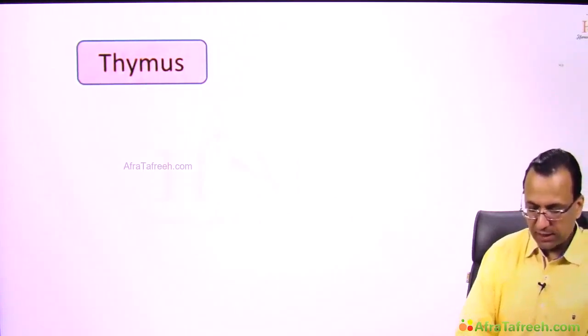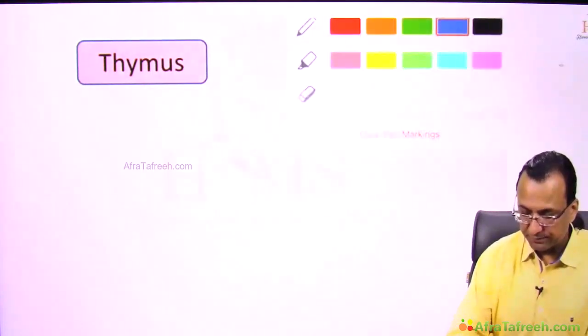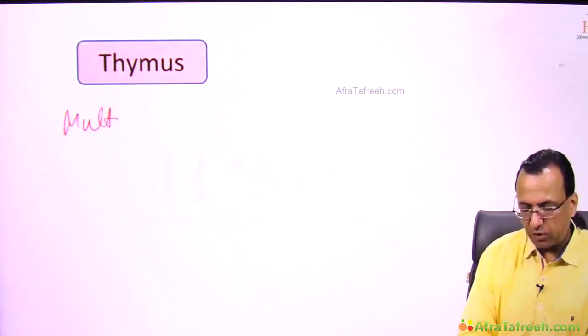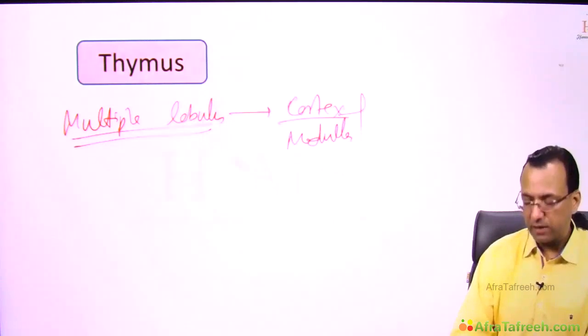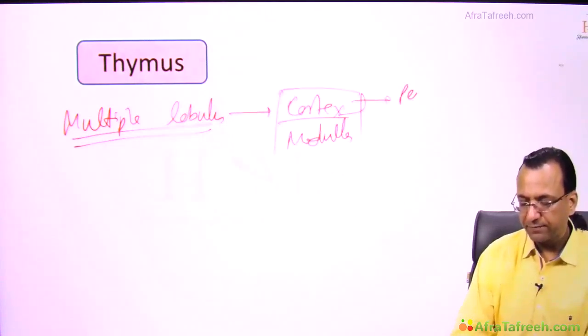If you want to identify thymus, we have told that it will have multiple lobules. And if it is having multiple lobules, then there will be multiple cortex and multiple medulla. And how do you identify cortex and medulla? Actually, cortex is in the periphery, and the medulla is in the center.